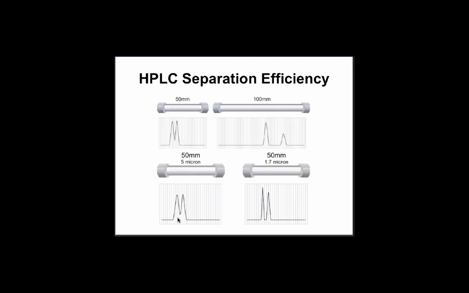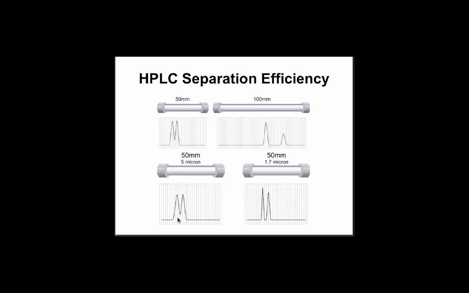So there's some issues with respect to separation efficiency. The shorter the column, the faster the runtime, but the poorer the separation. So if you want to separate things really nicely, you need a longer column. That's just illustrated here, where it could be the same two types of molecules, run through a 50 millimeter column, and they barely separate; run through a 100 millimeter column, and they're nicely separated.